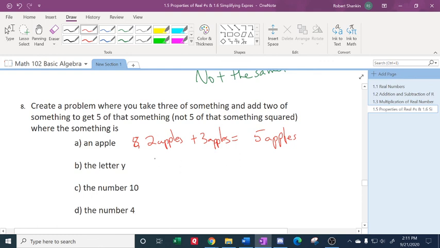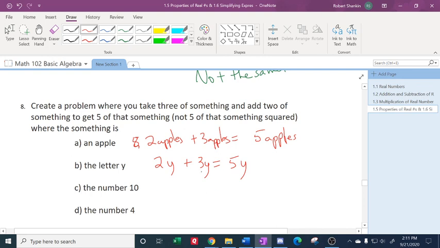The letter y is going to be the same way. 2 y's plus 3 y's. We just add the numbers up front. We call those coefficients. And then y and y, we just say there's 5 of these y's.